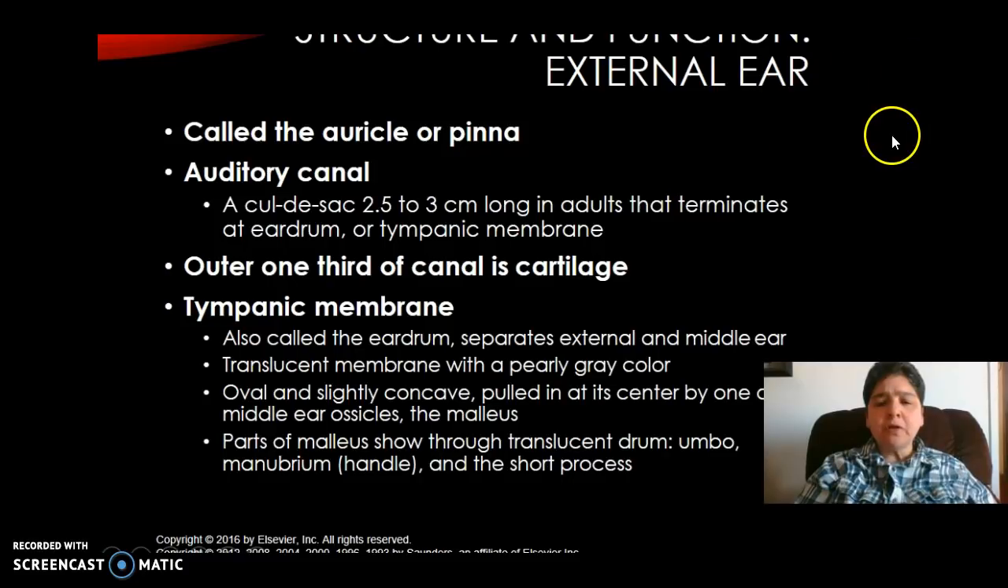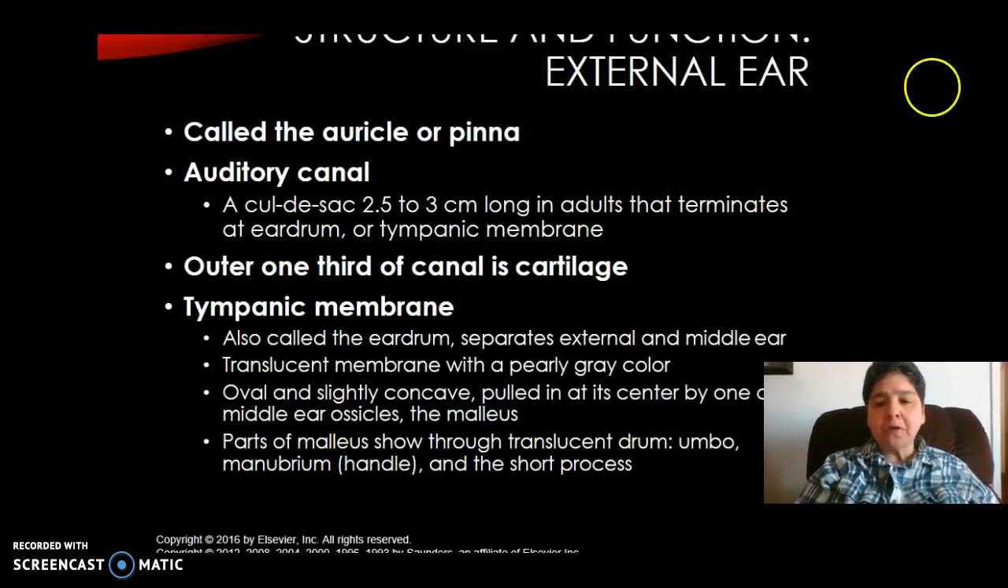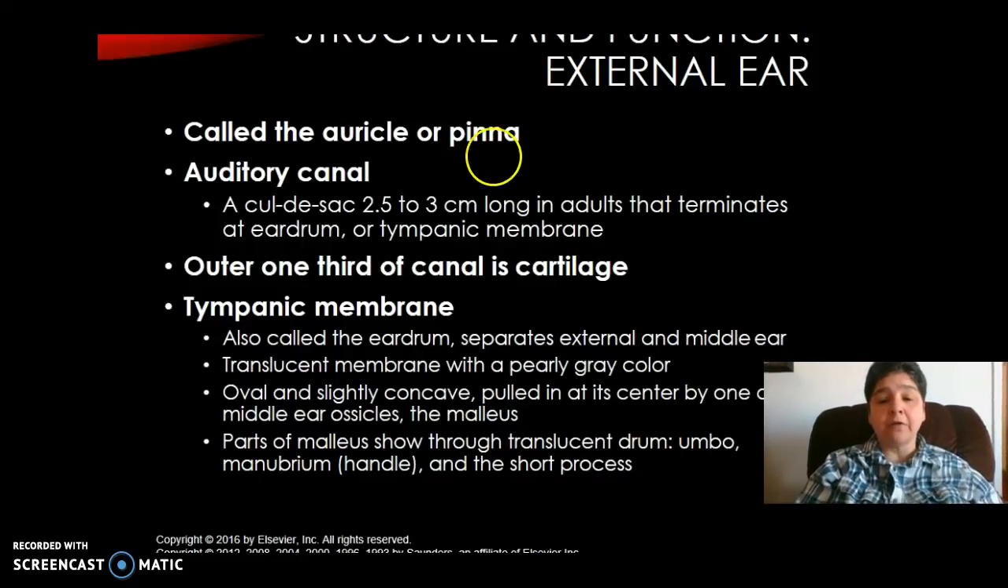All right, structure and function of the external ear. Remember, the outer ear is called the auricle or the pinna. And remember when we took a temperature in the ear in class, I said that it would be labeled AU, and that's because of the auricle. There's the auditory canal that leads down to the eardrum, also known as the tympanic membrane. Remember that the outer third of the canal is cartilage, as is the pinna. The outside of your ear is cartilage as well.